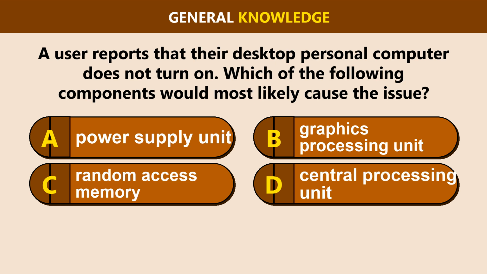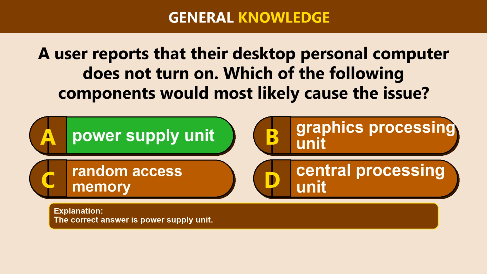Question 40. A user reports that their desktop personal computer does not turn on. Which of the following components would most likely cause the issue? Option A, power supply unit. Option B, graphics processing unit. Option C, random access memory. Option D, central processing unit. The correct answer is option A, power supply unit.